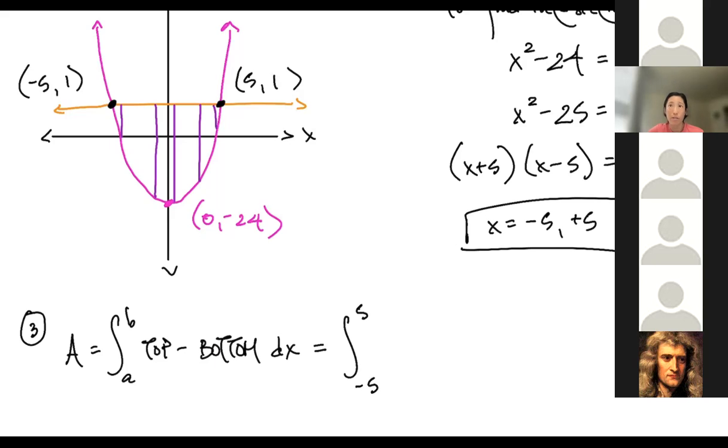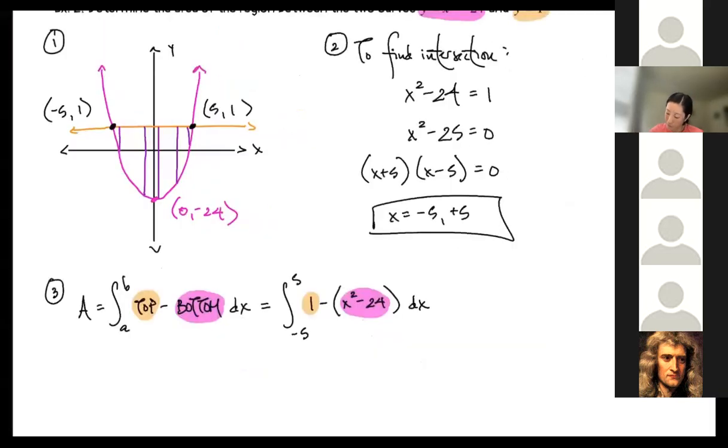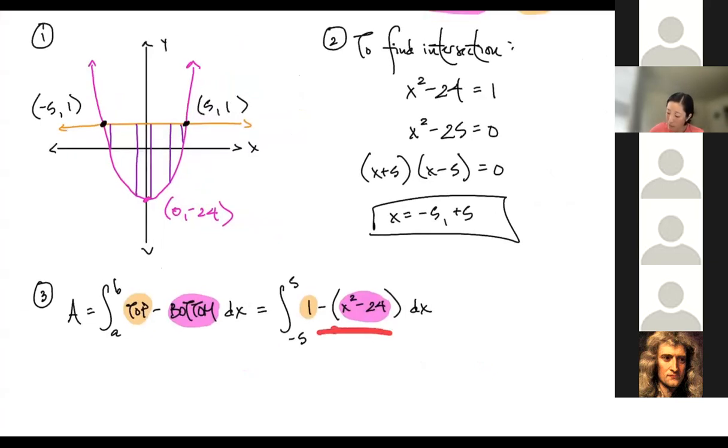Our top function is the orange one. So we're going to put 1 minus the bottom function. Oh, parentheses are definitely going to be important here. x squared minus 24 dx. And so this is our top function in this case. And this is our bottom function in this case. All right. Okay, so we're going to simplify. We're going to simplify this integrand.